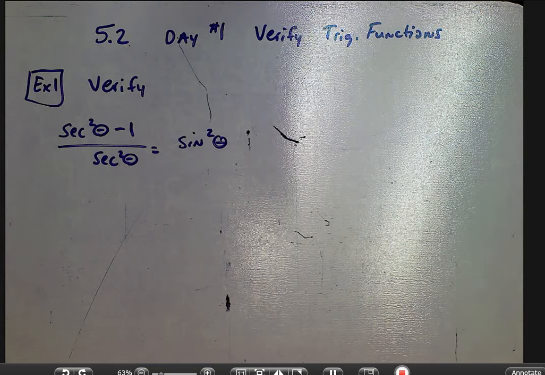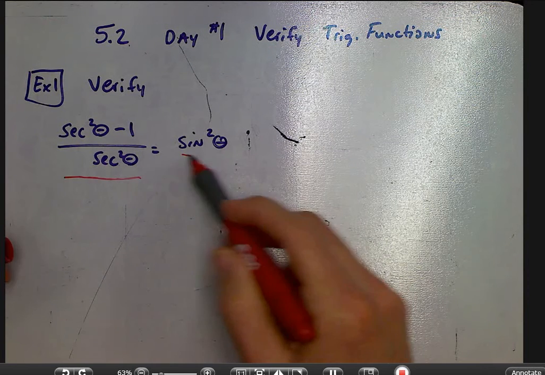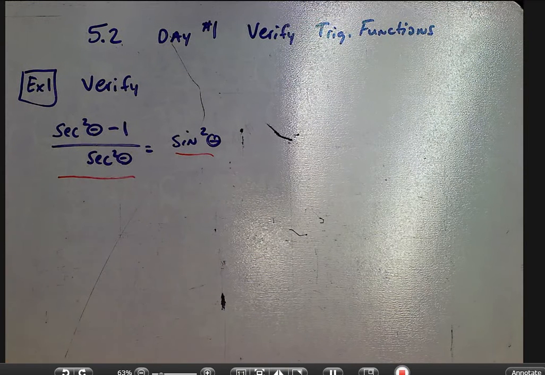In example one, it wants us to verify secant squared theta minus 1 over secant squared of theta is equal to sine squared theta. To do this, you're trying to use your trig identity sheet to make the left side of the equation match the right side. So we want to take this on the left and make it into sine squared theta.